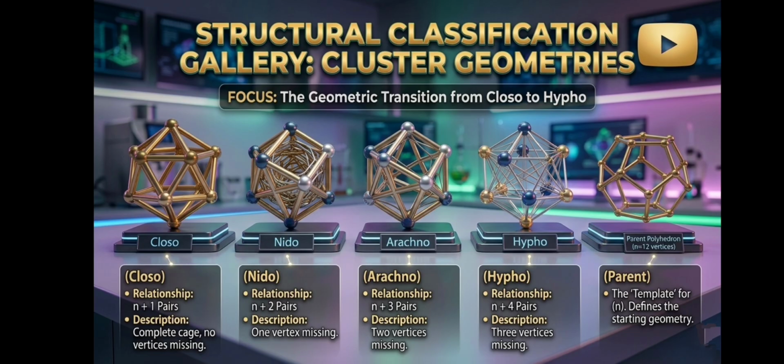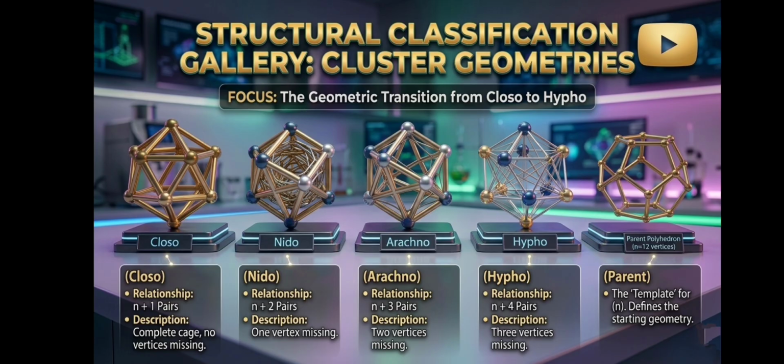First, let's look at the closo structure. The mathematical relationship here is n plus 1 skeletal electron pairs. Geometrically, it is a complete cage with no vertex missing. Every corner of the polyhedron is occupied by an atom, making it the most compact structure.